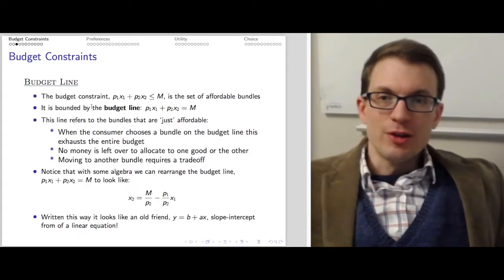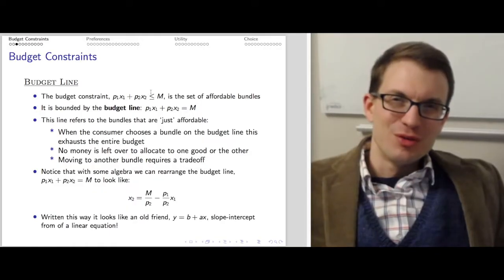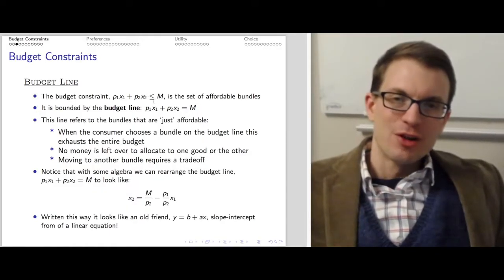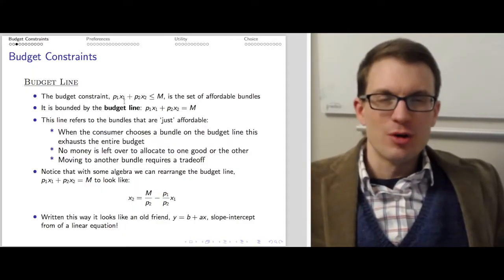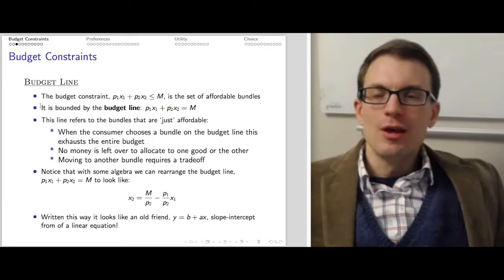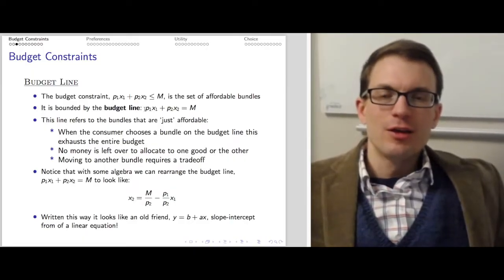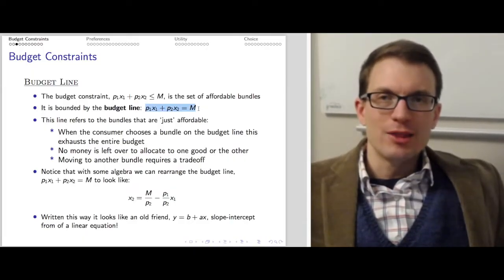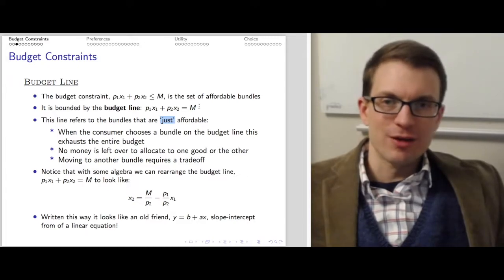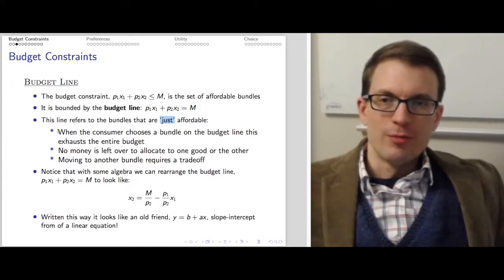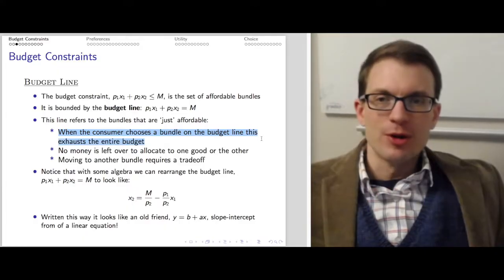Okay, so the budget line, the budget constraint gives us the set of affordable bundles. And actually when I write this with the weak inequality, the less than or equal to, this is going to refer to all the bundles I can afford, not necessarily the ones that totally exhaust my budget. I say it's bounded by the budget line. The actual line that we drew, the actual constraint itself, those are the bundles that are just affordable, where you exactly exhaust your budget, where there's no money left over. Right, so when the consumer chooses a bundle that's on the budget line, this exhausts their entire budget. They've spent all their money.